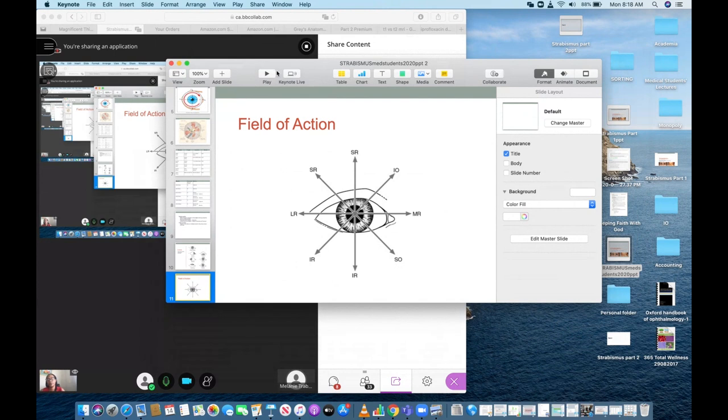All right. So superior rectus will elevate the eye. The lateral rectus will abduct the eye. Inferior rectus will depress the eye. The obliques act to adduct the eye, as well as the medial recti.